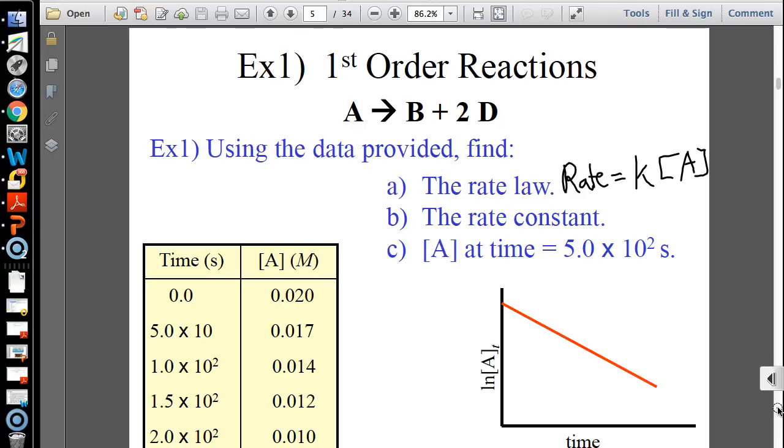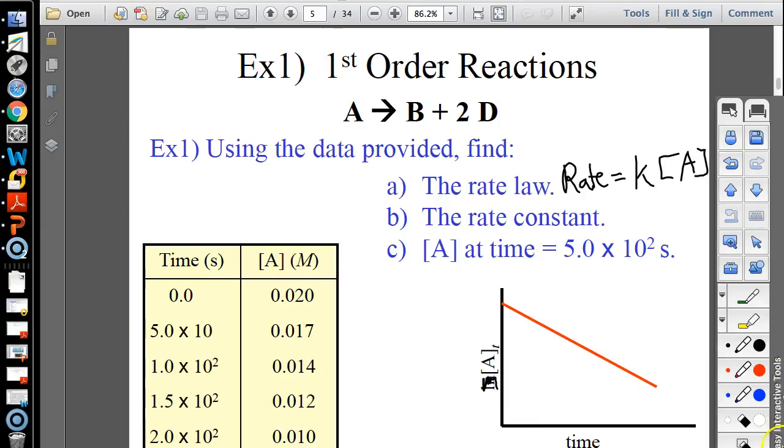What? If it's a straight line of concentration versus time of zero. But you see how it's a natural log of the concentration? So if it was zero order, it would be that. Okay? Good question. So that's the rate law. We can do that, right?